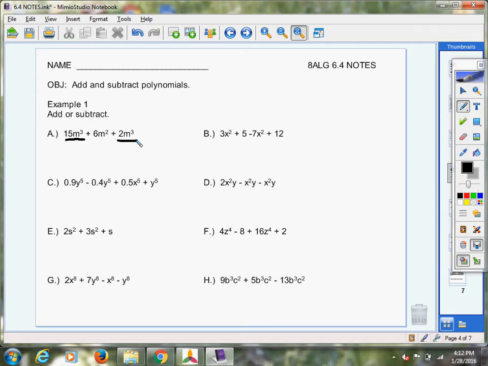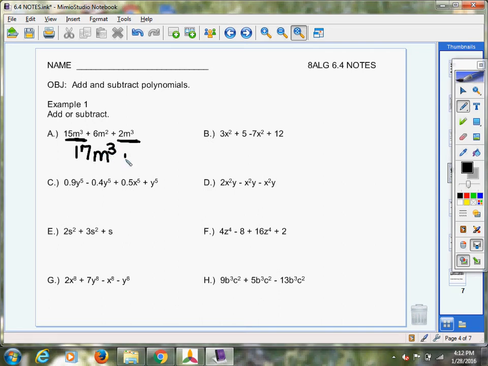What I've underlined is 15m cubed and 2m cubed. The way you would look at this is, if I have 15 m cubes piled up, and I add 2 more m cubes to the pile, how many m cubes do I have? And hopefully you said 17, because 15 plus 2 is 17.